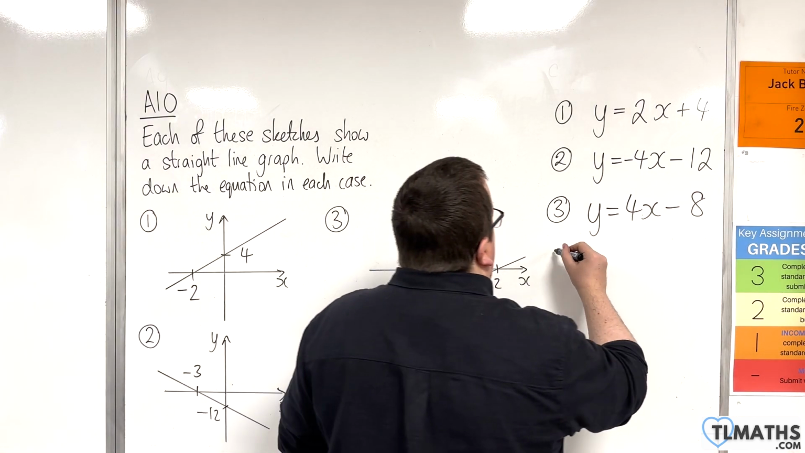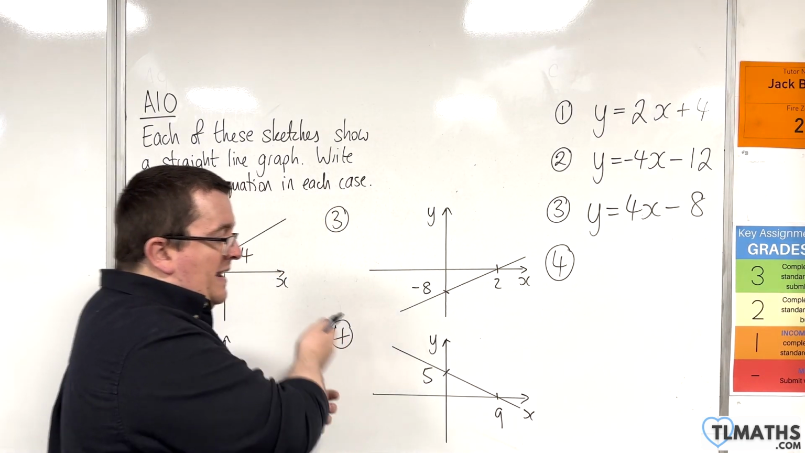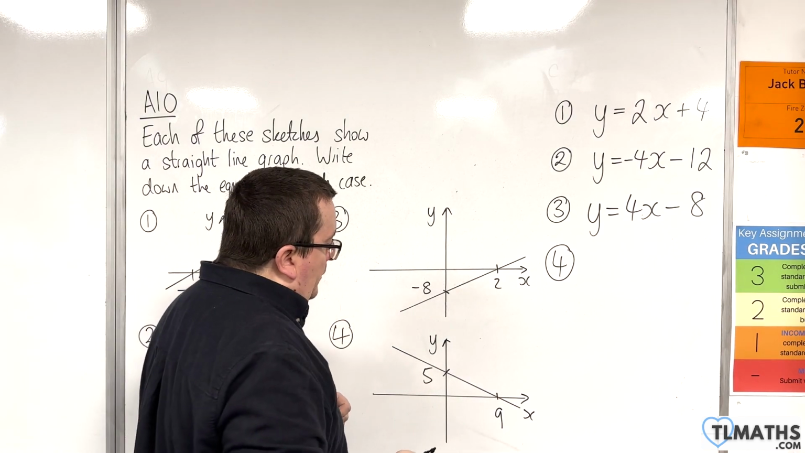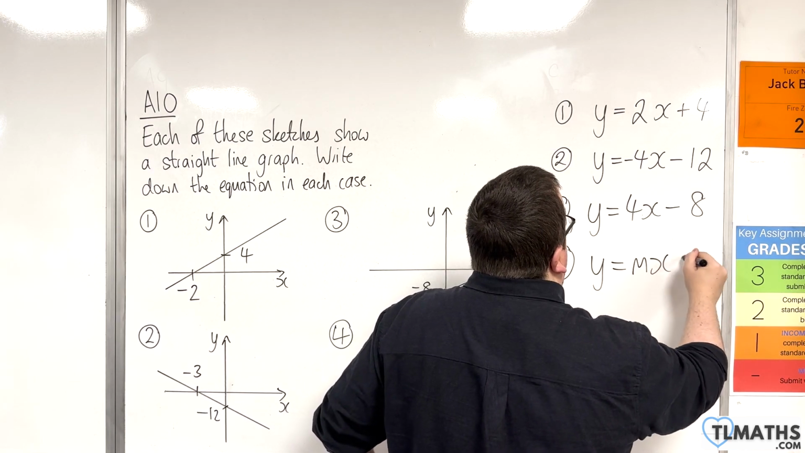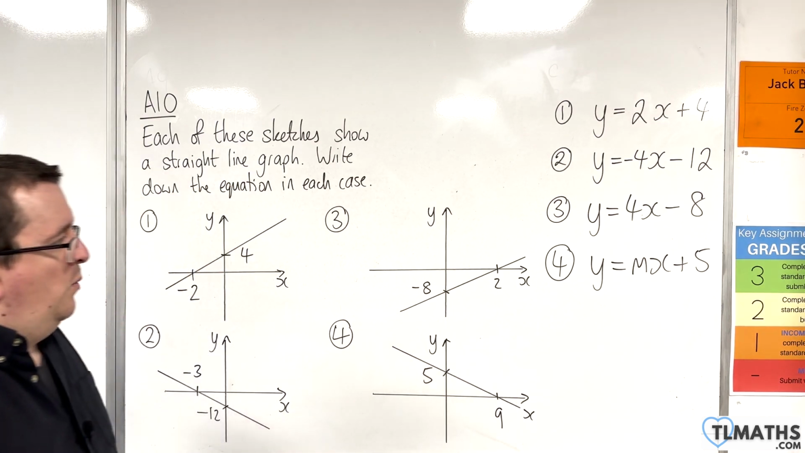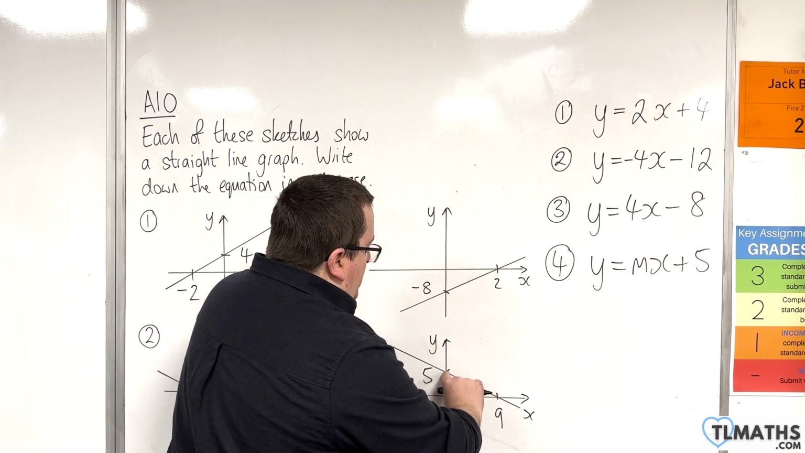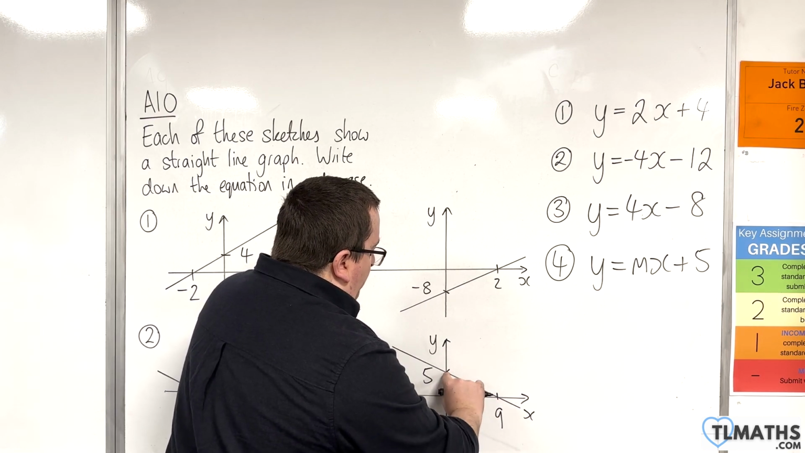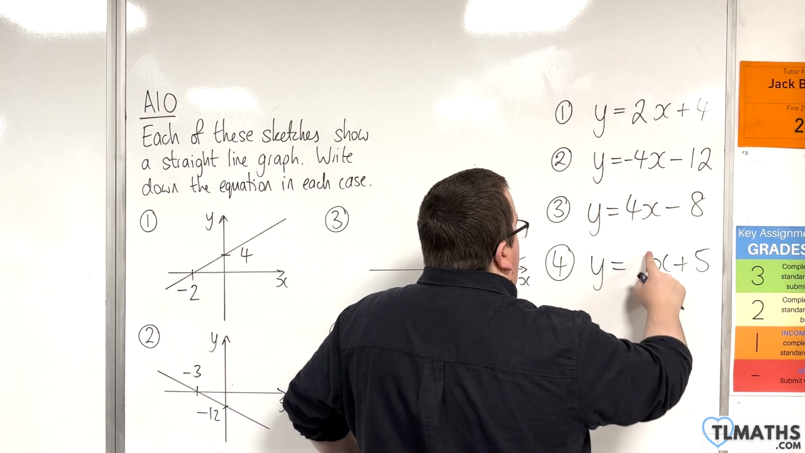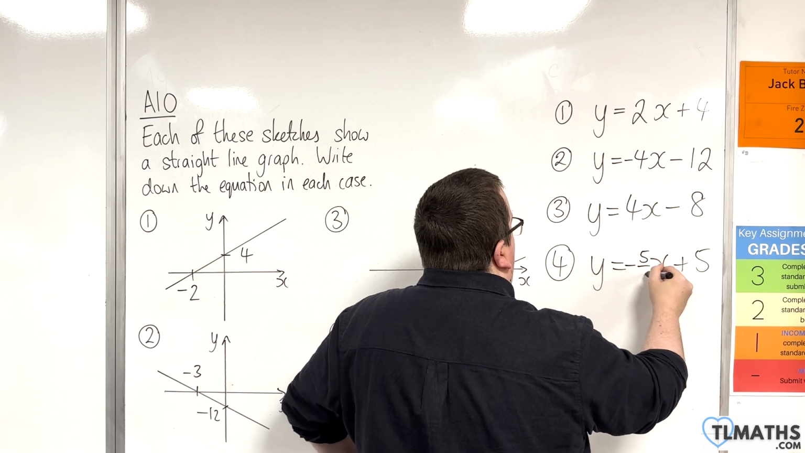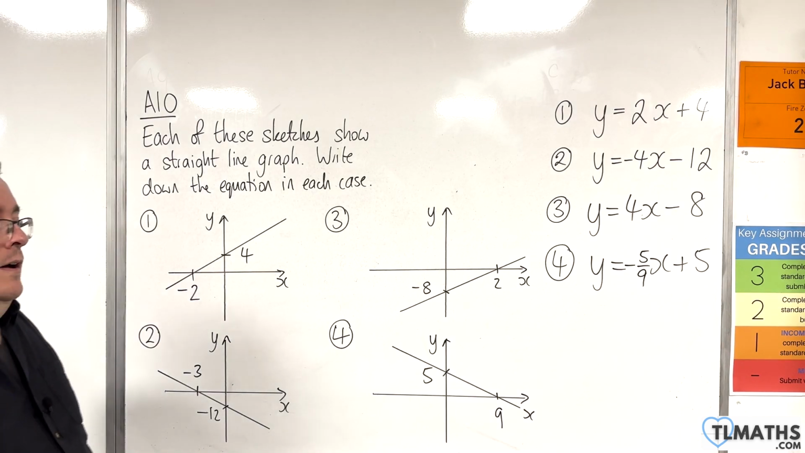Right, last one. Now we have a negative gradient, so we know we're going to have minus something in front of the x. The y-intercept is 5, so we can already write down it's y equals mx plus 5. But what's the gradient? Well, it's going through 9 on the x-axis. So the difference in the y-coordinates divided by the difference in the x-coordinates is 5 over 9. But it's a negative gradient, so that must be minus 5 over 9. So it's y equals -5/9 x plus 5.